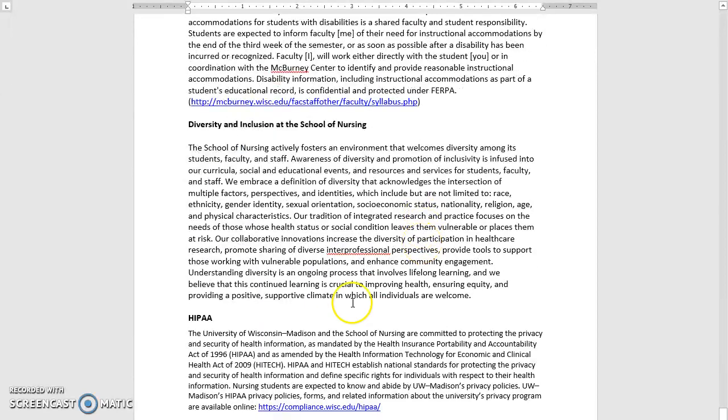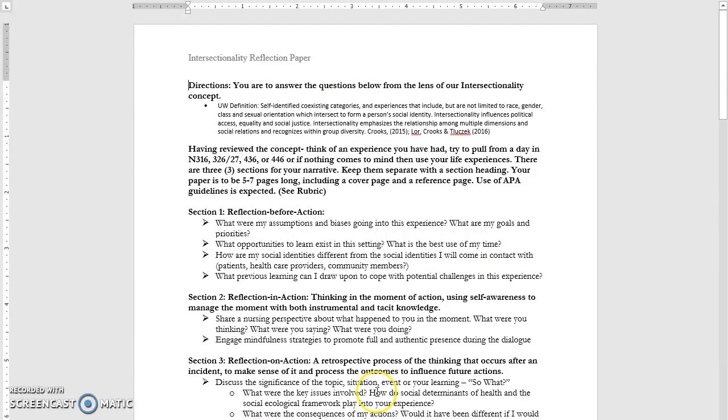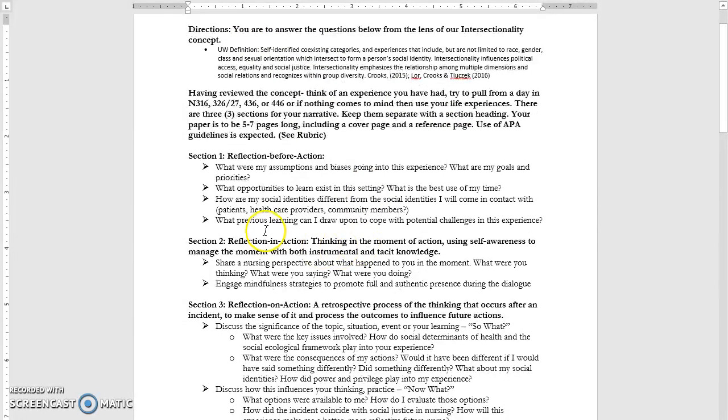So this is all the other stuff that goes into a syllabus. Okay, here's your intersectionality reflection paper. I want you to notice that it's only 5 to 7 pages long, including a cover page and a reference page. So it's not a huge, long deal. It's more that, and I mentioned before, that notice the word reflection. So the paper is really broken down into section 1, 2, and 3, and it talks about what is included in each of those sections. I would like you to use a separate section heading for each of these.